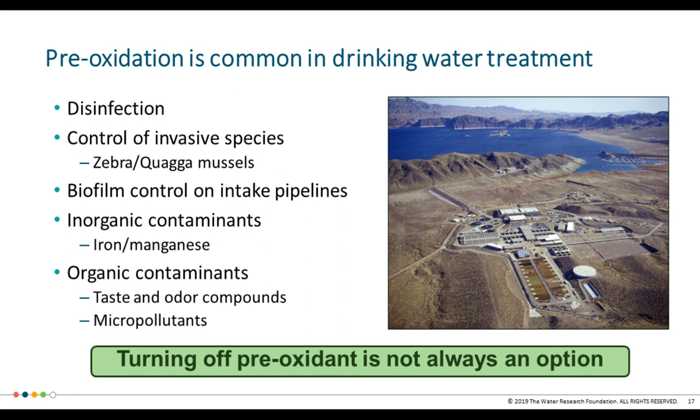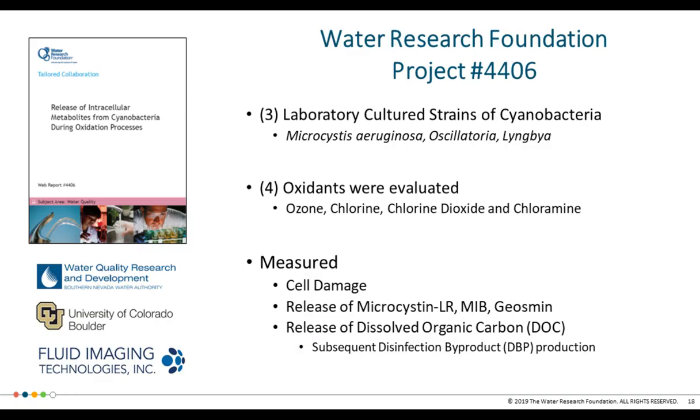So depending on that oxidant efficacy table that I showed earlier, an oxidant may be one of the best barriers for treating extracellular toxins. So this dynamic really created the need to research and better understand the treatment or oxidation conditions resulting in the release of intracellular toxins. And this led to our first project, Water Research Foundation Project 4406.